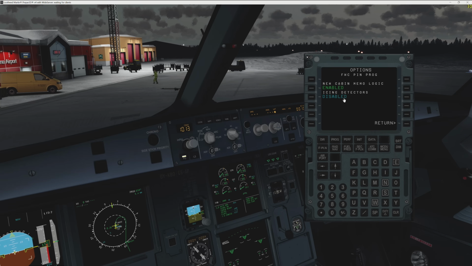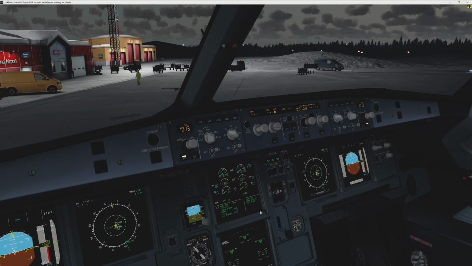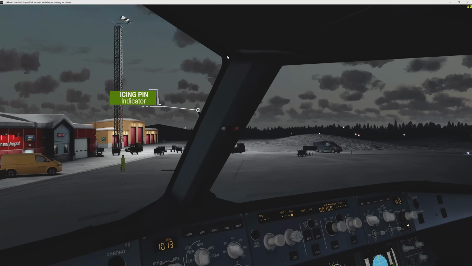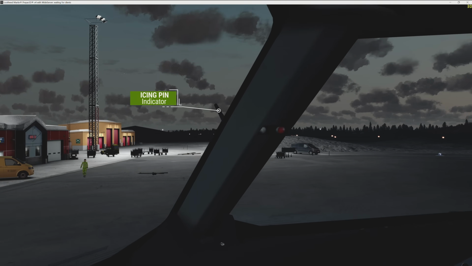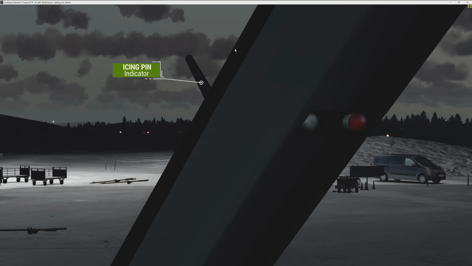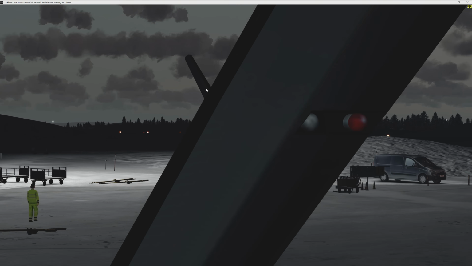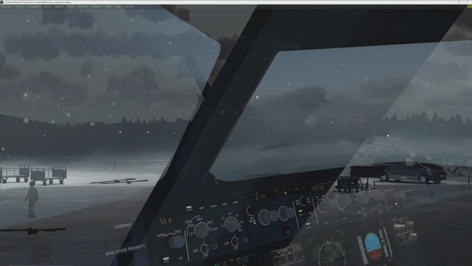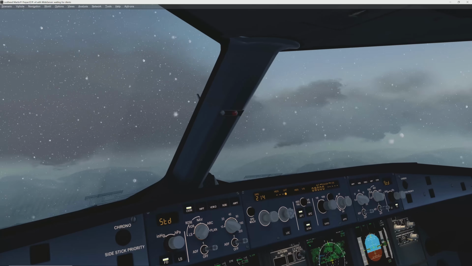So now the icing detectors are disabled. Next time you restart the plane, you will have only the visual cues here between the windshield on that icing pin indicator. That makes it more realistic because not many aircraft actually have the ice detectors installed, and so most pilots these days are left with looking at the icing pin indicator.